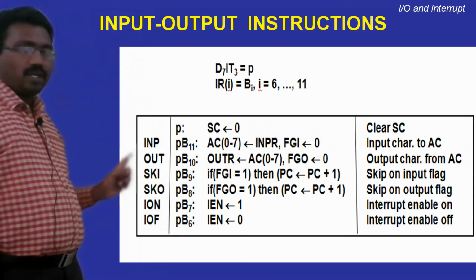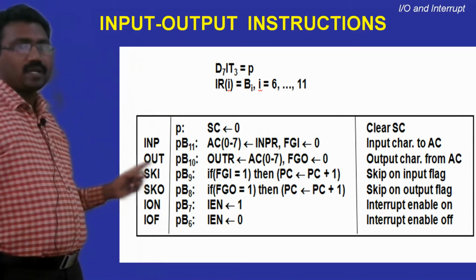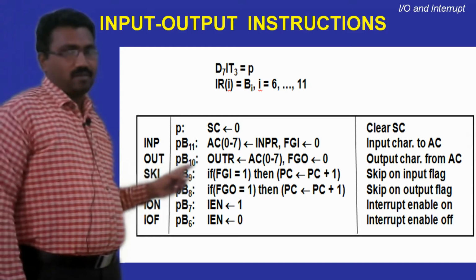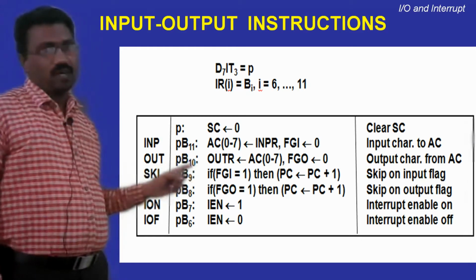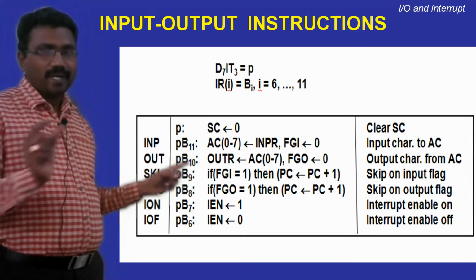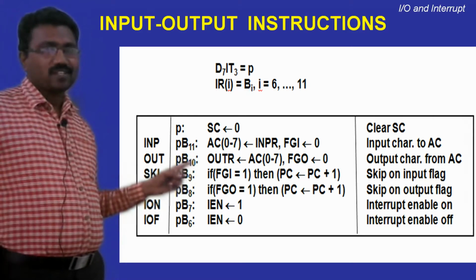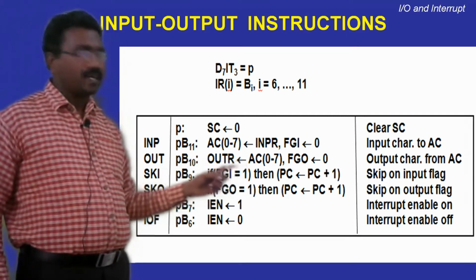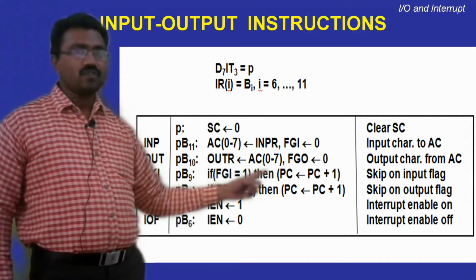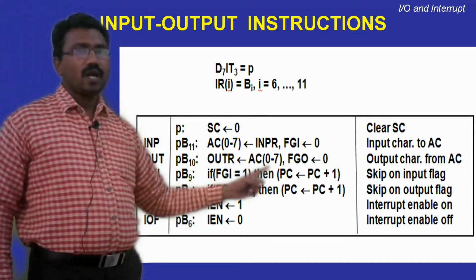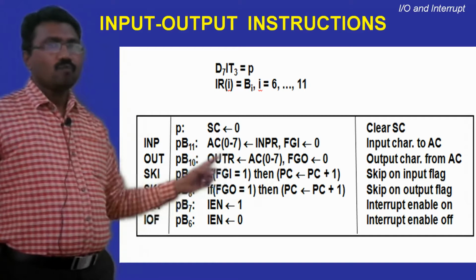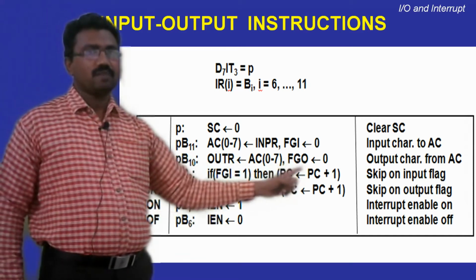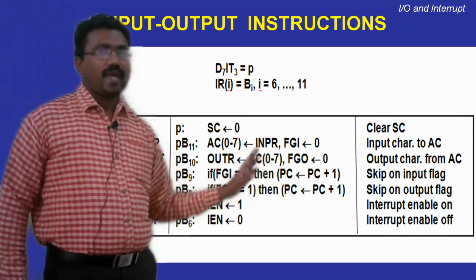Next, coming to OUT, output character from AC. Here bit 10 is 1 in the address field; total bits are bit 0 to bit 11. Bit 10 being 1 defines output character from accumulator. The symbolic description of this instruction is: the lower order 8 bits, AC(0-7), are transmitted to the OUTR register, then the FGO flip-flop is set to 0. That is output character from accumulator.